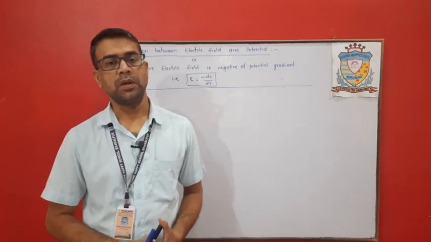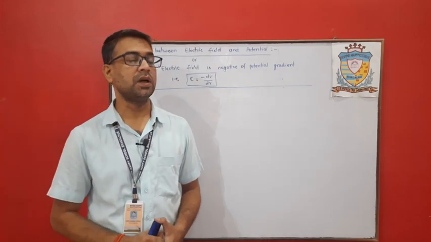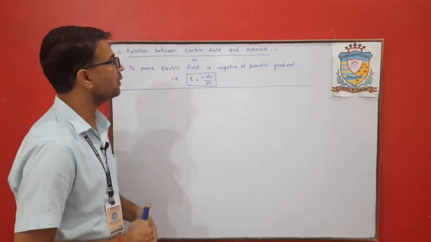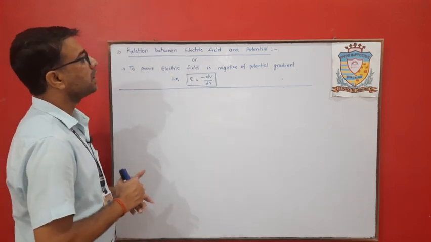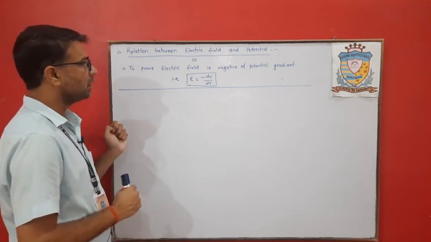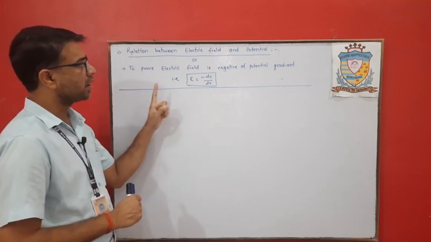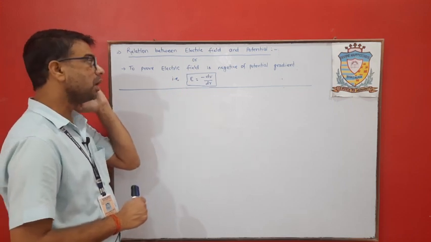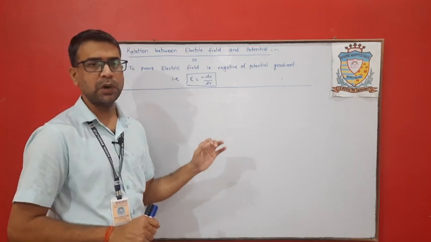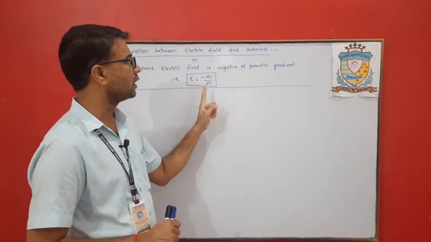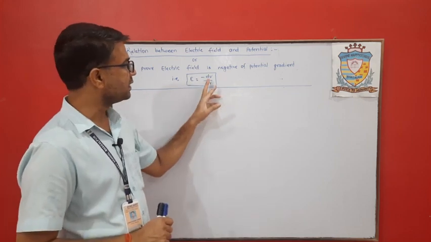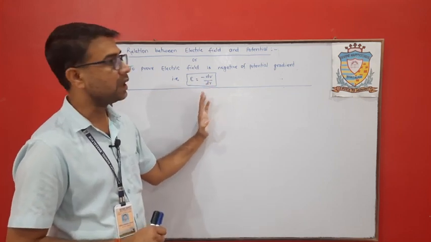Hello everyone. In previous class, we discussed the electrostatic potential due to a point charge. Today, we'll start with a relation between electric field and potential. It comes in examination to prove electric field is negative of potential gradient. Now the question is, what is potential gradient? The ratio of potential with distance is known as potential gradient. Clear? That is dV upon dr, where dV is the small potential and dr is the small distance.